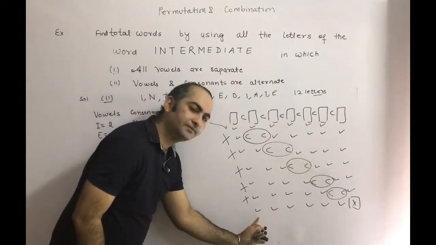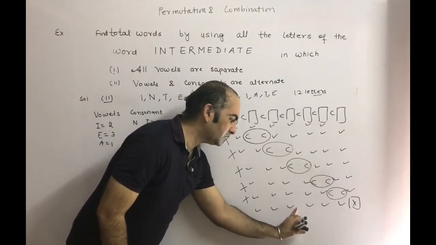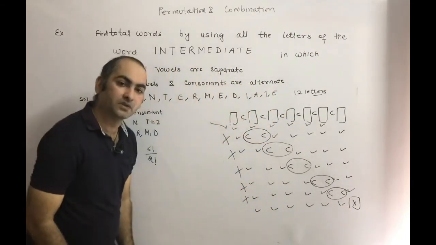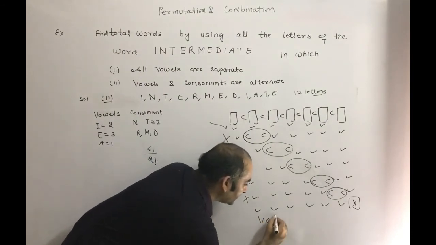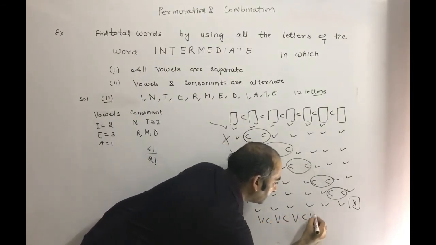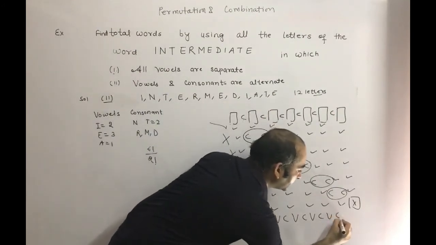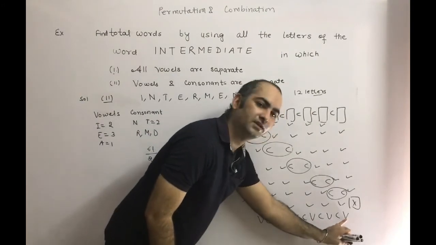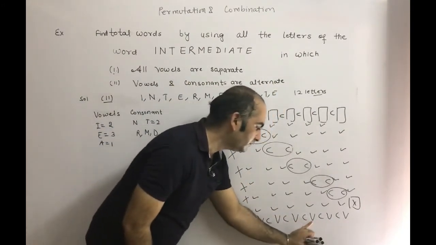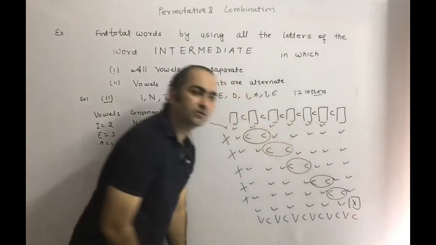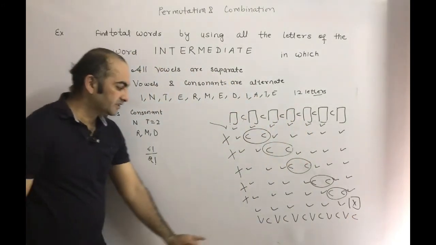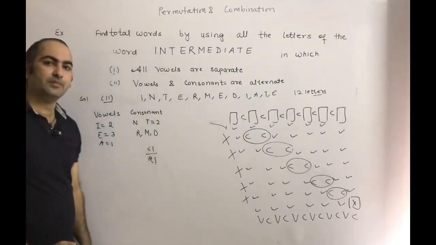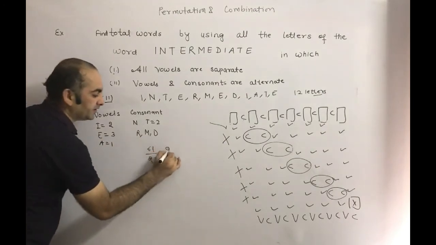Now the last case. Vowel, consonant, vowel, consonant, vowel, consonant, vowel, consonant, vowel, consonant, vowel, consonant. If we see what we are getting here, how many vowels are there? 1, 2, 3, 4, 5, 6. And how many consonants? 1, 2, 3, 4, 5, and last is 6. So there are 6 vowels and 6 consonants. In this case also vowels and consonants are alternate. So how many valid cases will be there? Only 2 cases. So you have to multiply by 2.